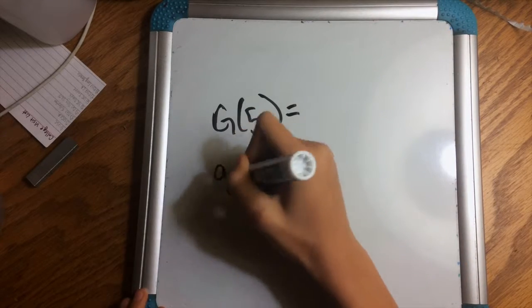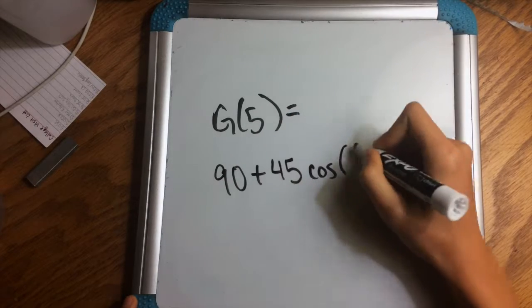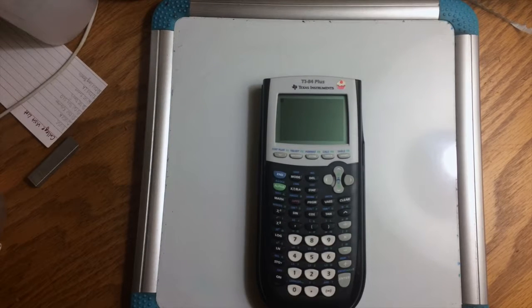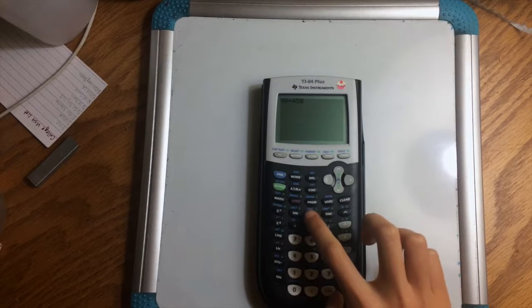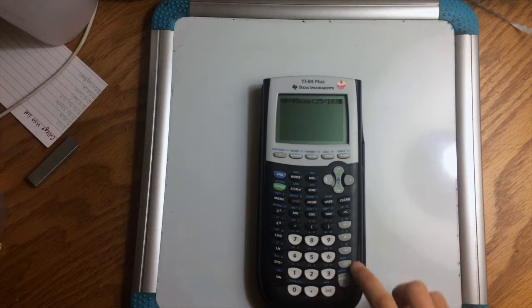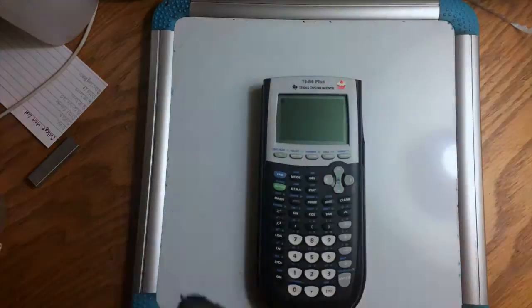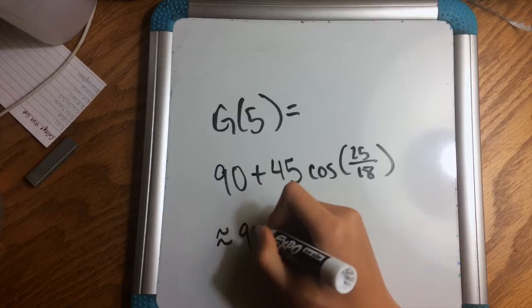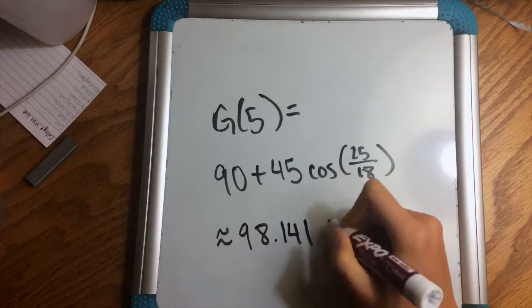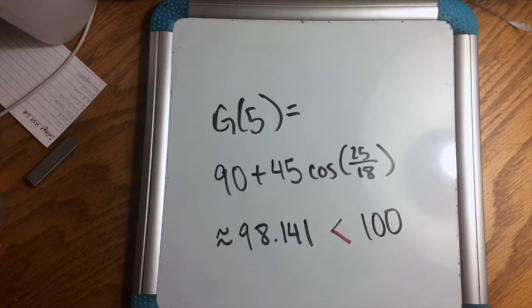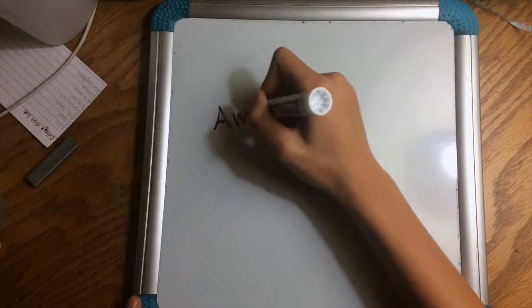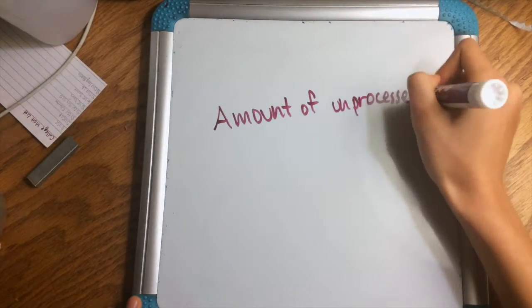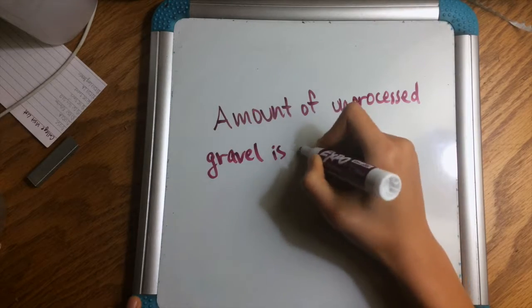So g of 5 would be equal to 90 plus 45 cosine of 25 over 18. And you plug that into your calculator and you'll get approximately 98.141. And because 98.141 is less than 100, the amount is decreasing, because the rate that gravel is arriving at the plant is less than the 100 tons being processed per hour.